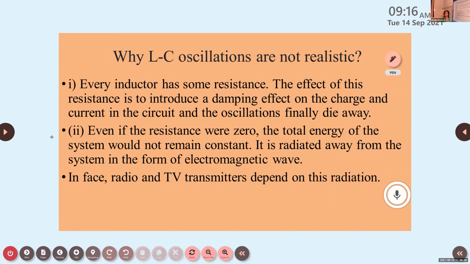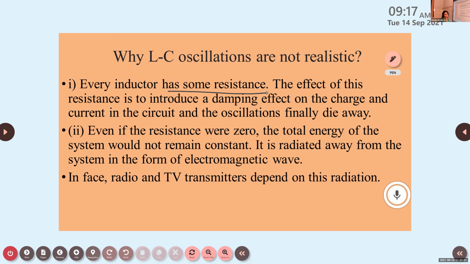But in the real case, it is practically not possible because every inductor possesses some kind of resistance. The effect of this resistance is to introduce a damping effect on the charge and current in the circuit, and the oscillation finally dies away. As a result of the resistance possessed by the inductor, the oscillations of this LC oscillator die out.